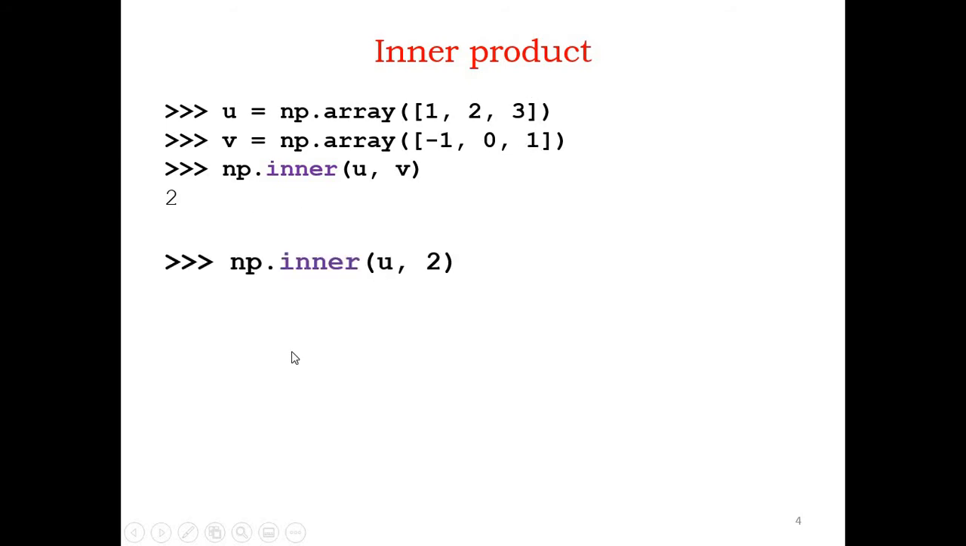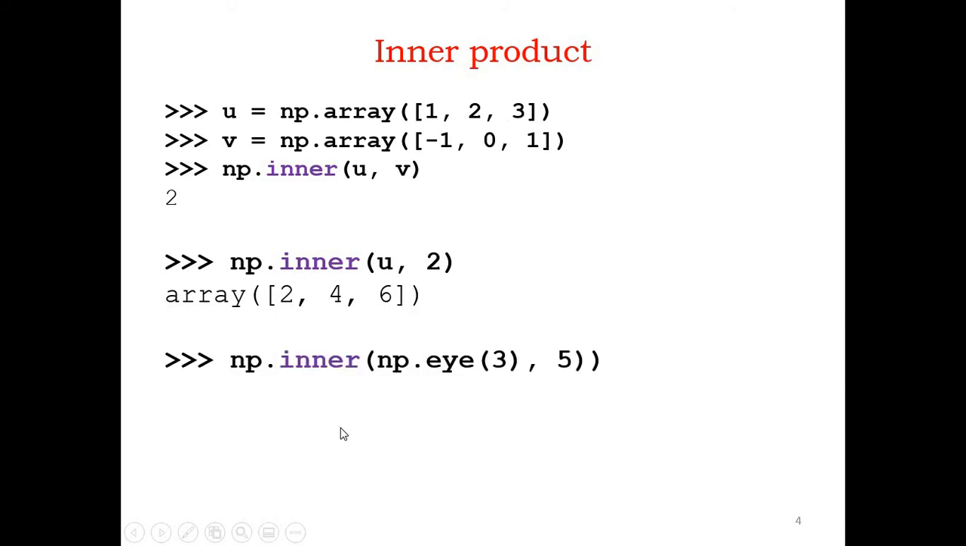you check, it will be 2. If you write np dot inner, the same function inner, and you write u comma 2, of course the vector will be multiplied by 2. That means each of the elements will be multiplied by 2: 2, 4, 6. If you write np dot inner and say you write np dot I, and in brackets you write 3, I means the identity matrix of order 3.